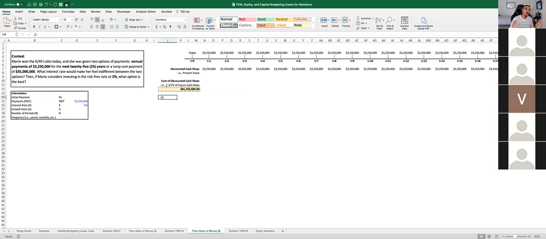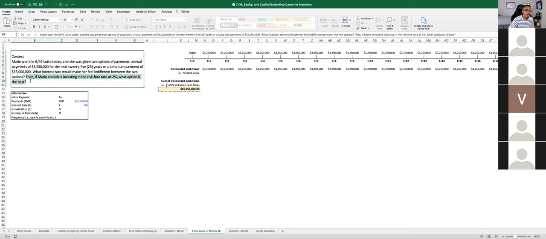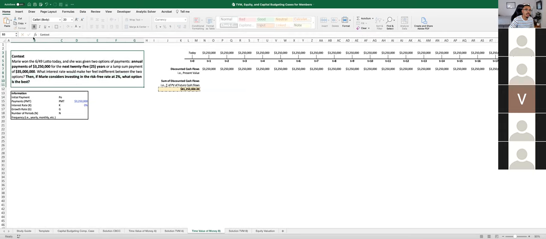So now the last thing that we're gonna do is the last little example. We're gonna do this section together, and then you're gonna find the point at which they are indifferent, okay? So we're gonna do the last part together. So on an exam, if they ask you, if Marie considers investing at the risk-free rate of 2%, what option is best, okay? What you would do in this case is you would simply find the present value of these cash flows, okay? If you had an interest rate of 2%.